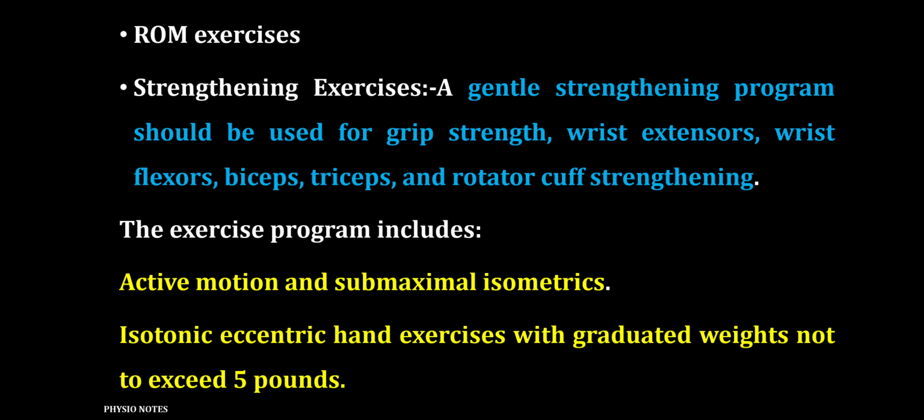Strengthening exercise, here a gentle strengthening program should be planned. That is, we have to mainly improve the grip strength, and also we have to improve the strength of wrist extensors, wrist flexors, biceps, triceps and rotator cuff. So what the main exercise program includes in the strengthening program is the active motion and submaximal isometrics, then isotonic eccentric hand exercise with graduated weight but not exceeding 5 pounds.